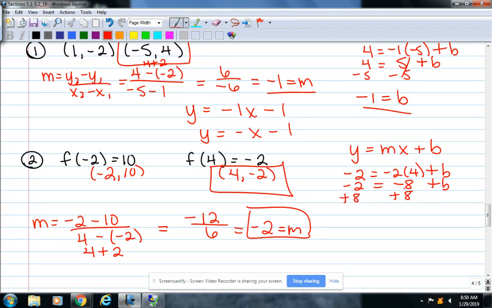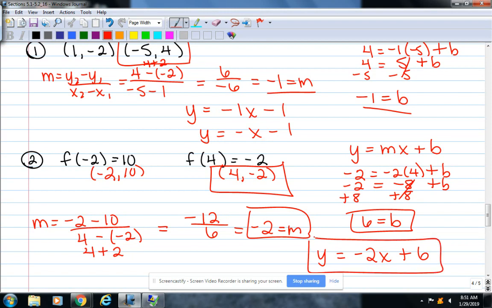I add 8, and B equals what? Did everybody get 6 for B? Do I need to plug in the other one to check? Anybody's? Everybody got 6 for B? All right, what's my equation? -2x plus 6. Any questions?